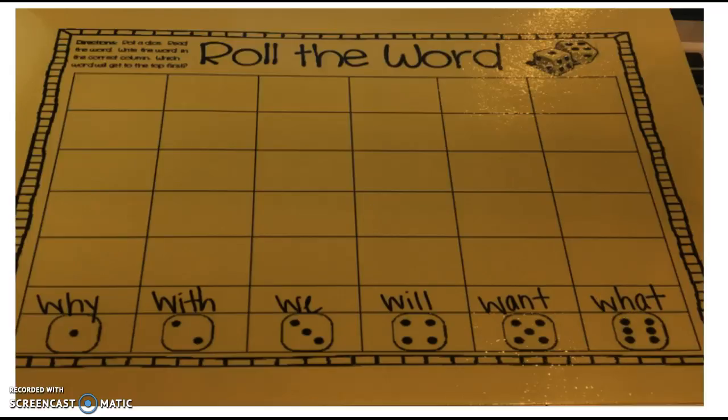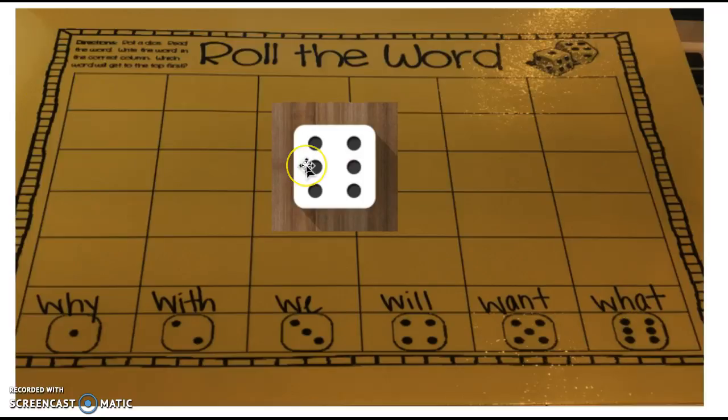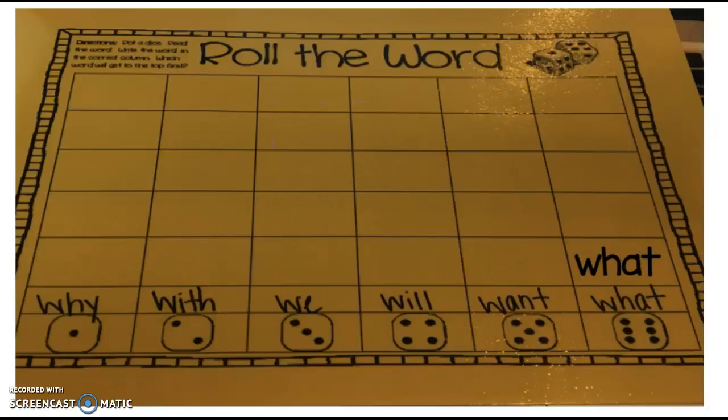I need to roll my dice. I got a 6. I need to look at which word is next to the 6. It's the word what. I'm working on the word what, so I'm going to write what right here. There I go. Now I need to clear the board and roll my dice again.